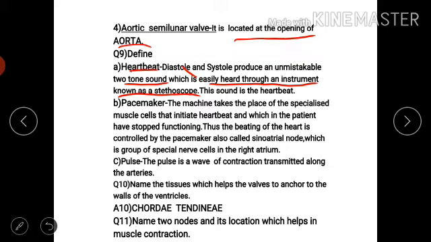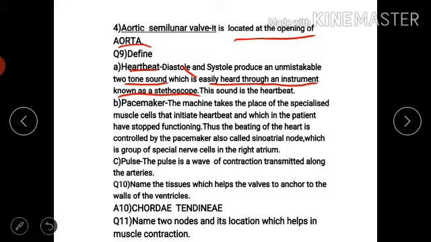Then define heartbeat, pacemaker and pulse. Heartbeat: diastole and systole produce an unmistakable two-tone sound which is easily heard through an instrument known as stethoscope. This sound is the heartbeat.